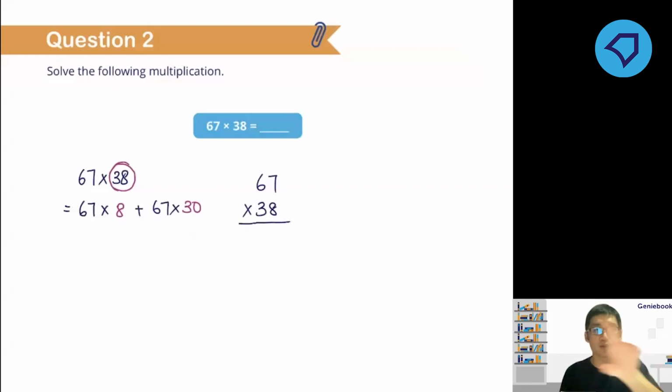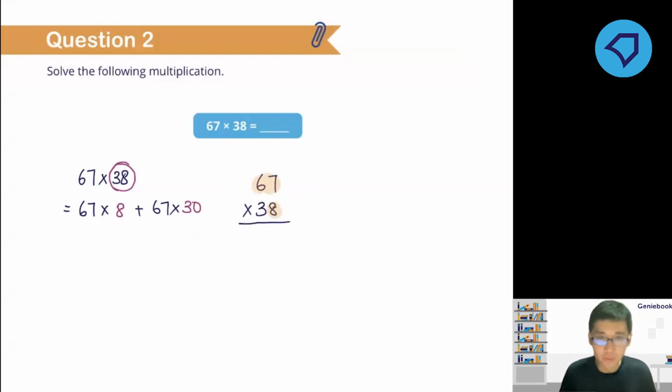So I'm going to use that to help me in my workings over here. Let's begin by first performing the multiplication of 67 by 8. Let me highlight which ones I'm working on. Let's begin by first solving what's 67 by 8.